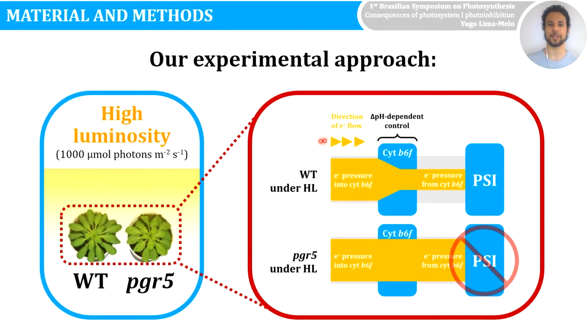So, trying to answer this question, we used an approach of combining a condition of excessive electron supply, which was the high light treatment, with an Arabidopsis mutant lacking a photoprotective mechanism against photosystem 1 photoinhibition, which was the proton gradient regulation 5 mutant, the pgr5 mutant.